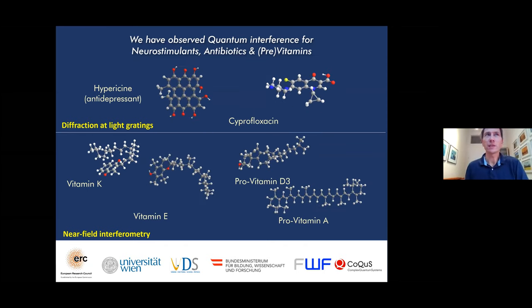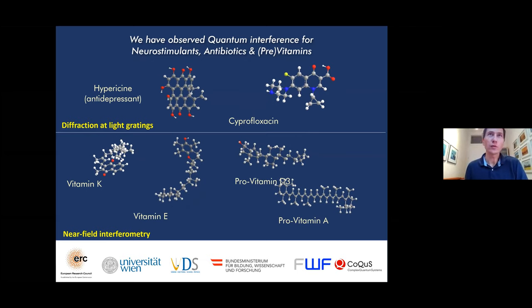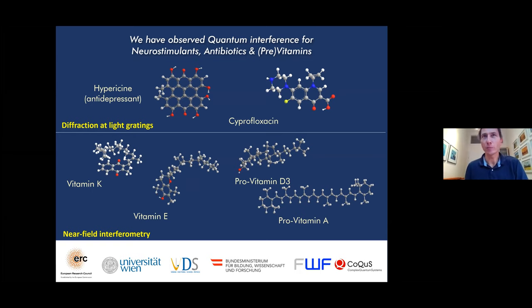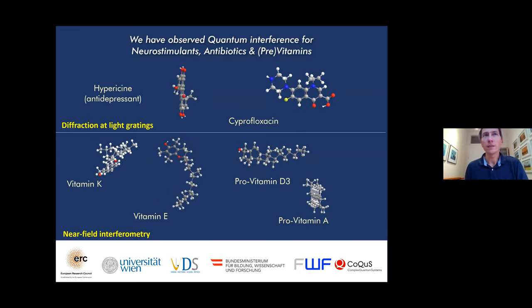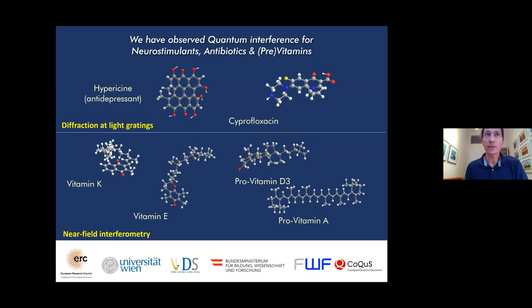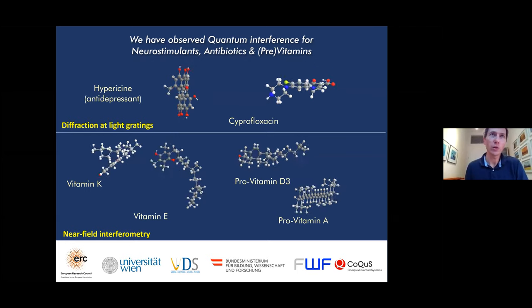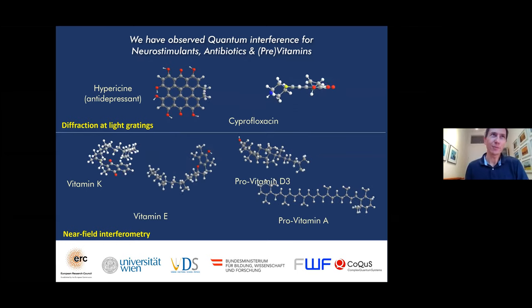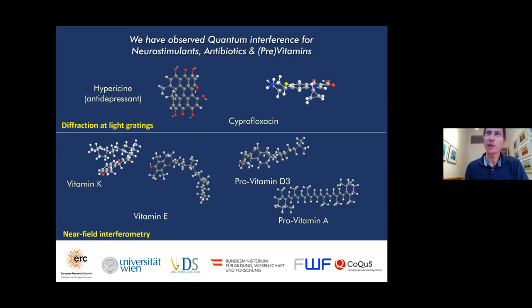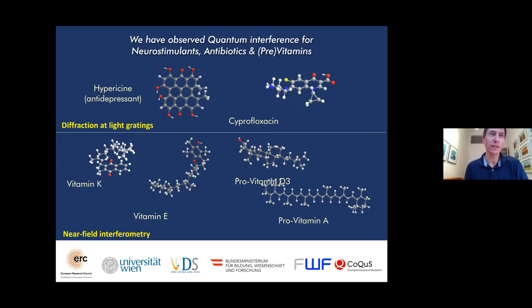In these interferometers, in Fermi diffraction and in this near-field interferometry, we looked at a variety of different molecules and they all interfered, showed nice contrast, and the interference fringes could be exploited to measure something about these molecules, like their polarizabilities or absorption cross sections. And we had antidepressants like hyperacine, antibiotics like ciprofloxacin, vitamins, and whatever you want.